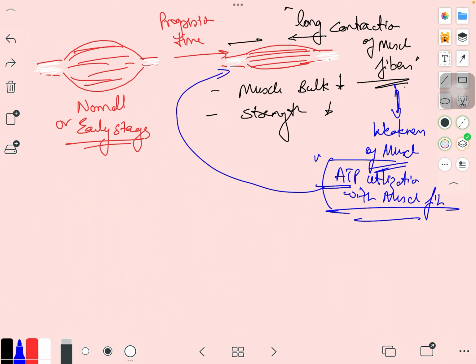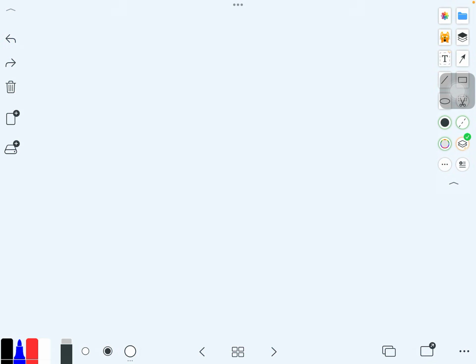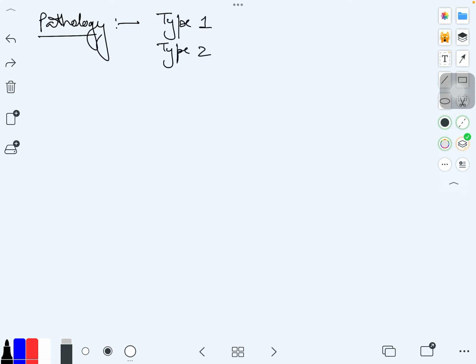Now let's talk about its pathology. What's actually going on in the body? So we just said there are two different types, type 1 and type 2. Type 2 is a much more severe form of myotonic dystrophy. So in type 1 there are CTG repeats.